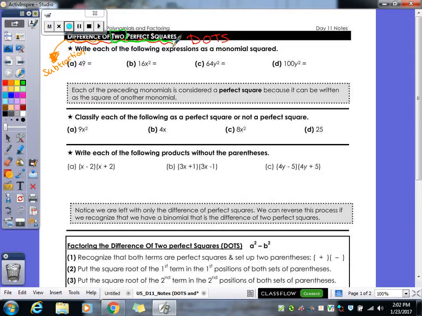So we're going to take a look and try to refresh our memories as to what a perfect square is. Looking at our examples here, 49 is a perfect square. So what we do is we take the square root of it and we get a 7. So 49 is a perfect square because when you take the square root, you don't get a decimal, you get a whole number. For our next one, when we have a variable, if your exponent is even, that means it's a perfect square.